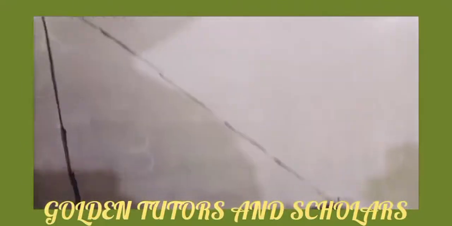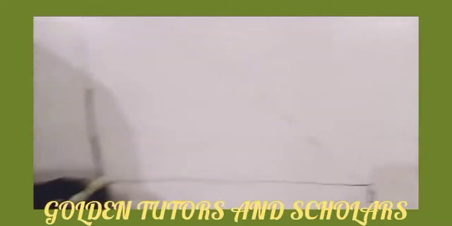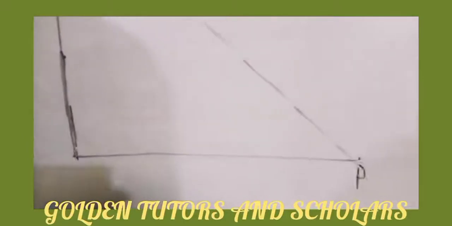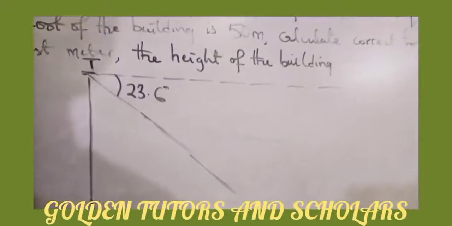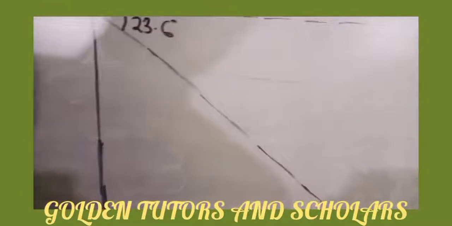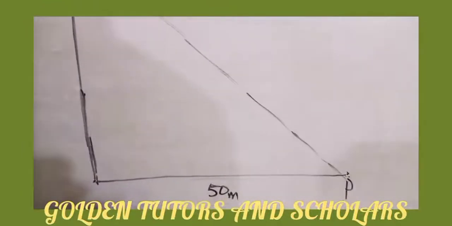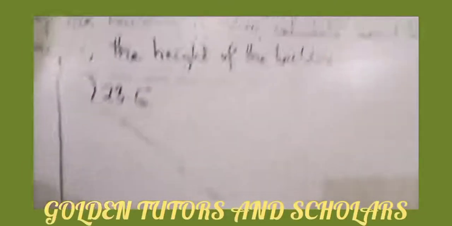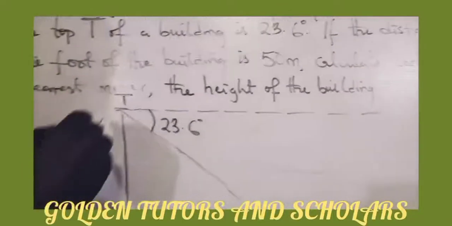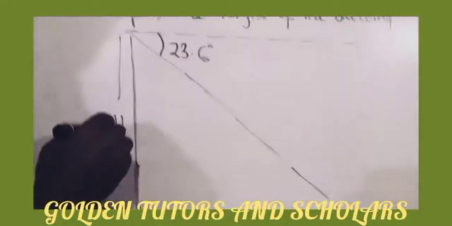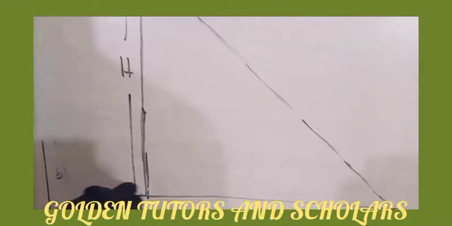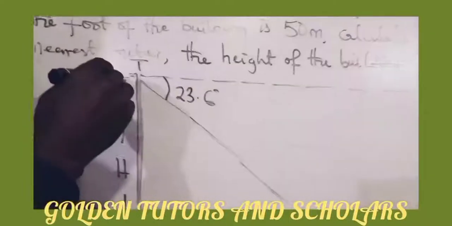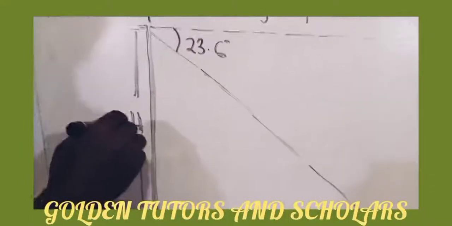Then we are told again that the distance from point P to the foot of the building, this is the foot of the building, is 50 meters. This is 50 meters. We are asked to calculate, correct to the nearest meter, the height of the building. We are asked to calculate this height, which I'll call H, of this building.